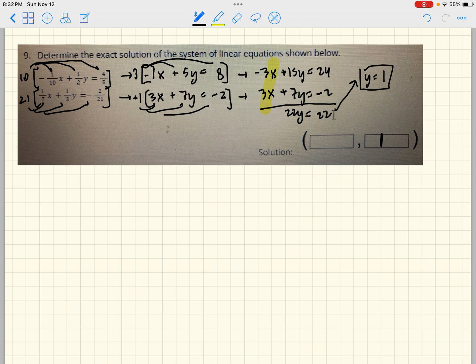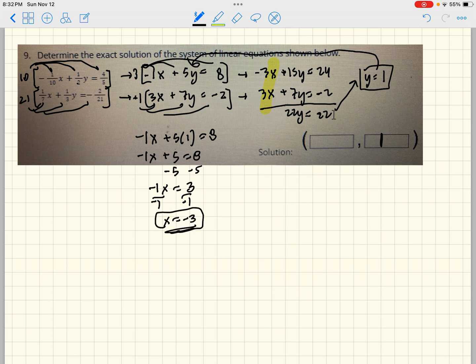Well, once you figure out what the y value is, you can take this number and plug it back in for one of your y's. So I'll plug it in right there. So this comes out to be negative 1x plus 5 times 1 is equal to 8. So that's negative 1x plus 5 is equal to 8. If you subtract 5 from both sides, you'll get negative 1x is equal to positive 3. And then if you divide both sides by negative 1, you'll get that x is equal to negative 3. So my other value is negative 3.